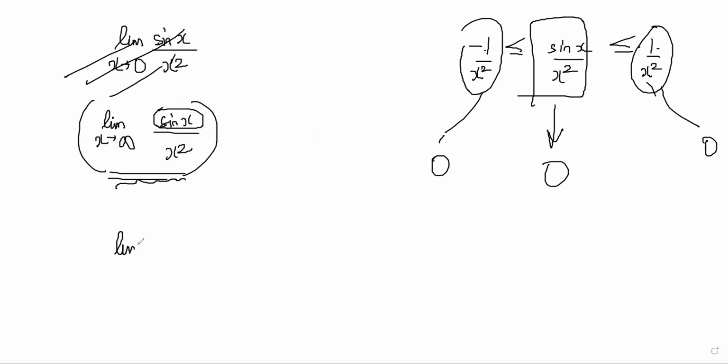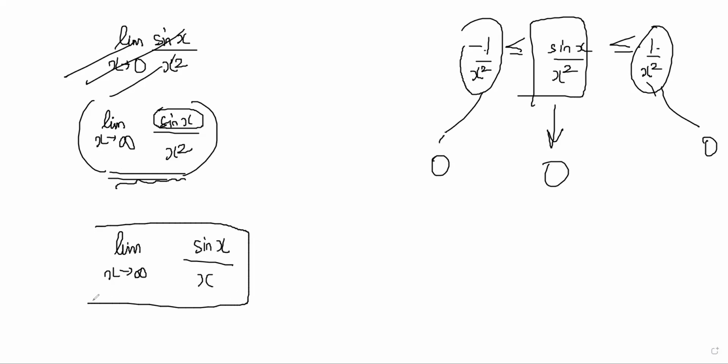The same thing happens in this case also. You don't have to have x square; you can just say simply x. This function is also 0 because it lies between minus 1 and 1. This is also an example of the sandwich theorem, because minus 1 by x will tend to 0 and 1 by x will also tend to 0.